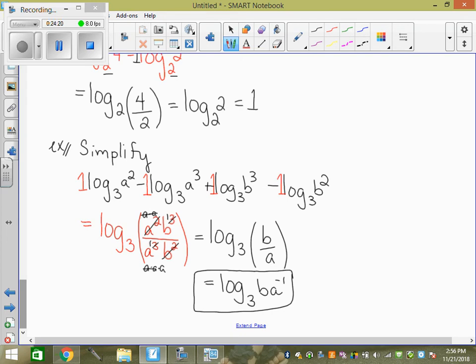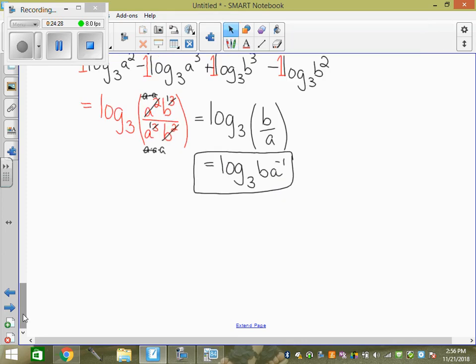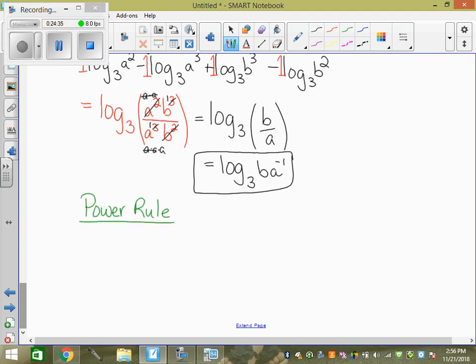What happens, though, if we don't have plus or minus 1s in front? We have to get them to be plus or minus 1s in front. So our last rule is the power rule. And the power rule helps us with the product and quotient rule. So your power rule off your formula sheet is log base b of m to the n equals n log base b of m. So what are they saying with the power rule? You can take your exponent, this n, and you can drop it in front of the log, and they're the same.